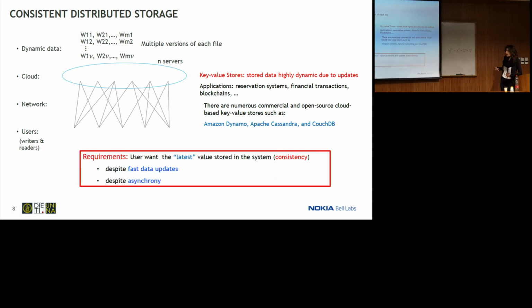But in this so dynamic setting, despite the fast data updates and despite this inherent asynchrony of the systems, there is one basic requirement that needs to be guaranteed, and it's essentially that the user is going to get the latest file stored in the system. This requirement is known as consistency.